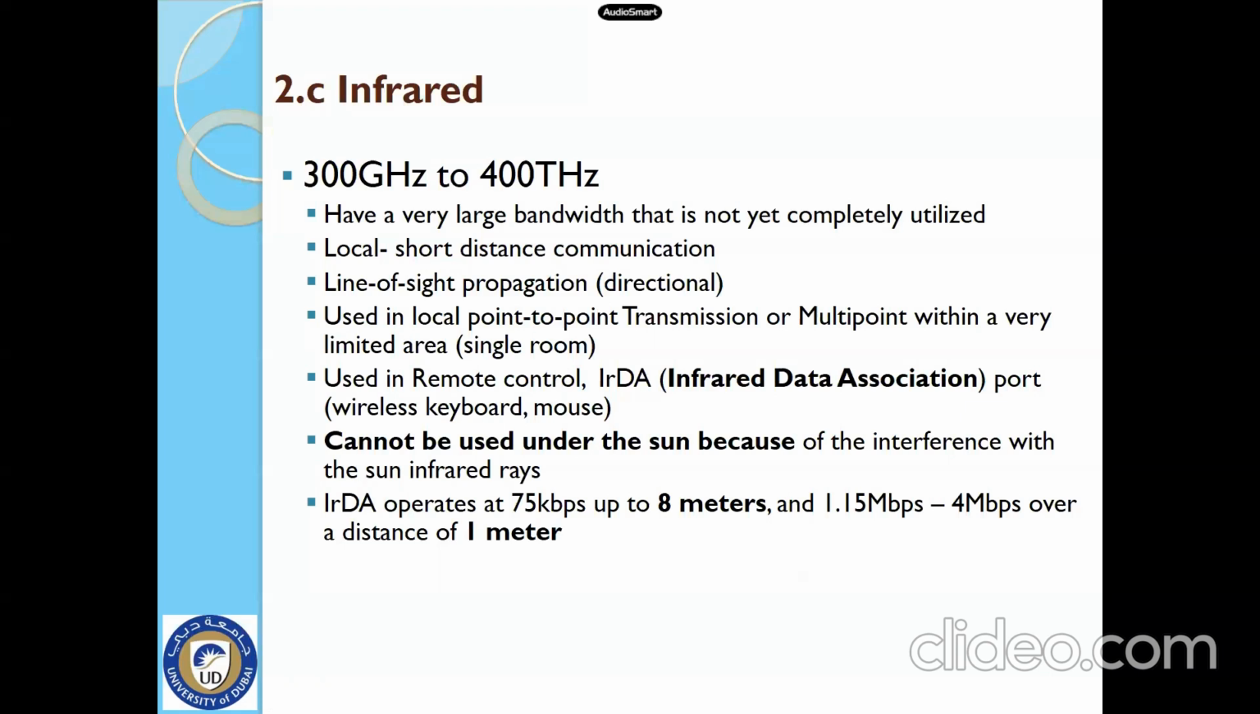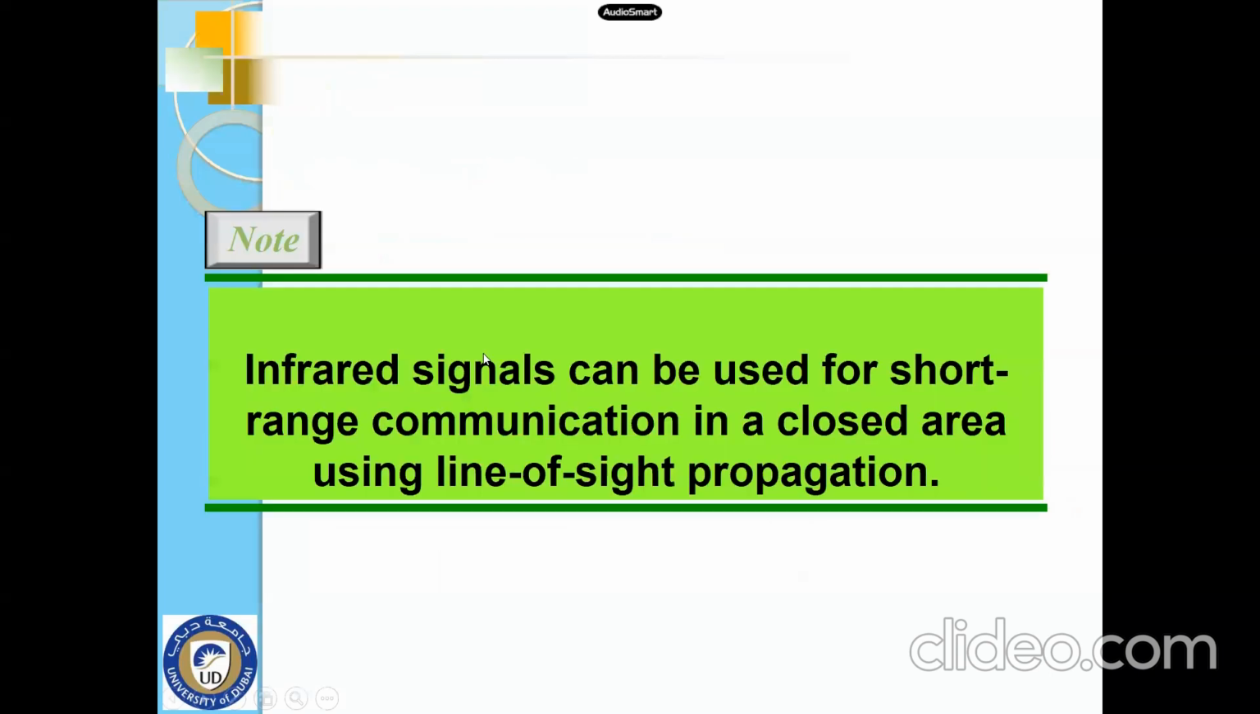Line of sight propagation, directional. You have to direct it to the TV to receive the order. It is used for local point-to-point transmission or multi-point within a very limited area, like a single room. It is used in remote controls, infrared data association ports, wireless keyboards, mice, and so on. It cannot be used under the sun because of interference with the sun's infrared rays. That's the key point there. The rates are very slow, 75 kilobits per second up to 8 meters. That's about the infrared. It can be used for short range communications in a closed area using line of sight propagation.